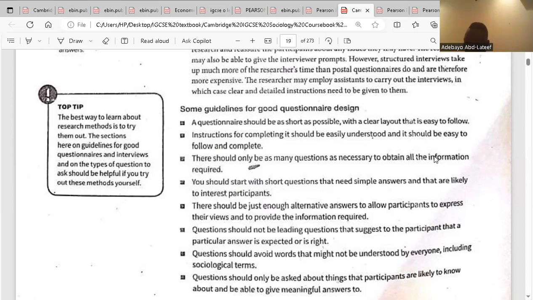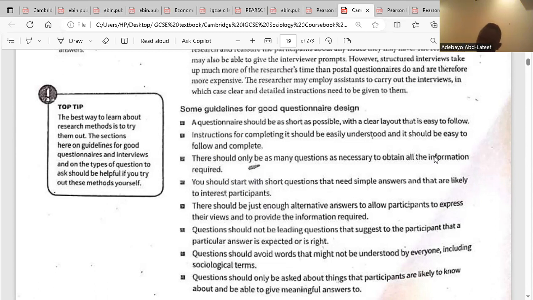The second one, instructions for completing it should be easily understood. So the instructions you are given, because there will be instructions there, right? Before you answer questions, there are always instructions, yes or no? Yes. So the instructions must be easily understood. If not, the participant will just give wrong answers or would not do what he or she is supposed to do.